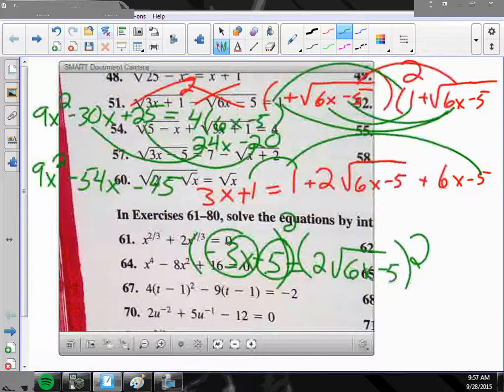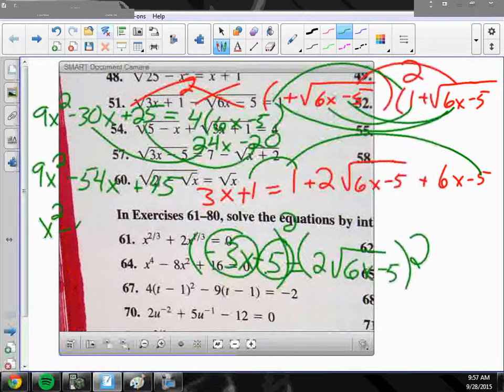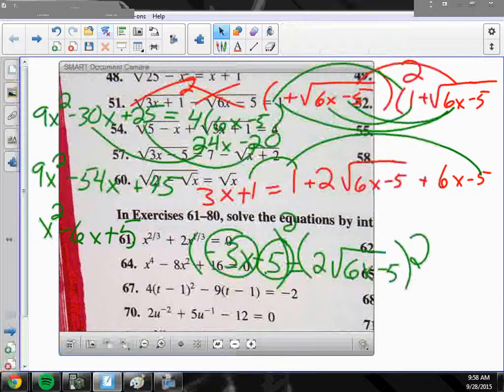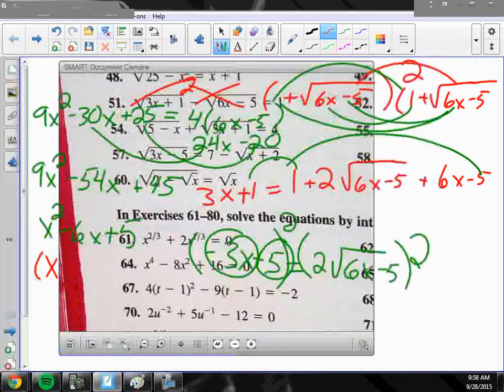I can divide it by 9. Do I need that 9? No. Dividing by 9 will change the graph, but all I care about in this case are the roots. So dividing by 9 gives me x squared minus 6x plus 5. So that's going to be x minus 5 and x minus 1. So my roots are x equals 5 and x equals 1.